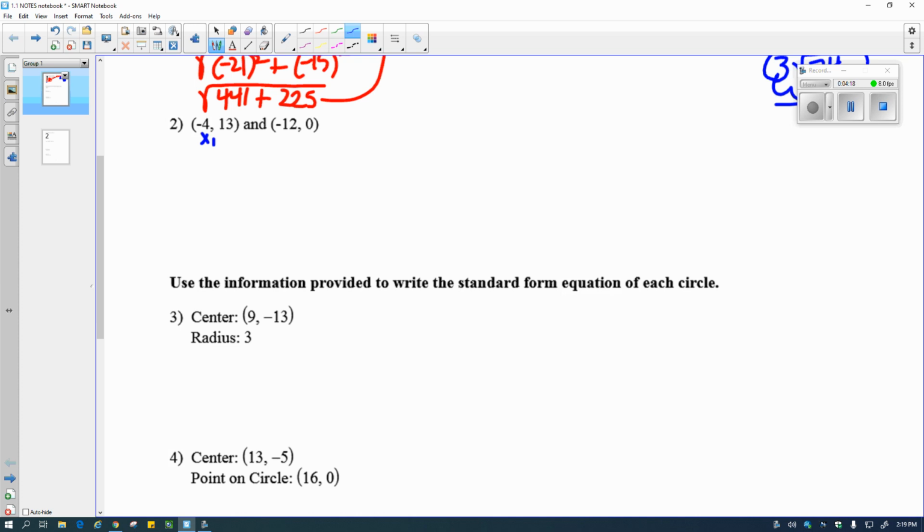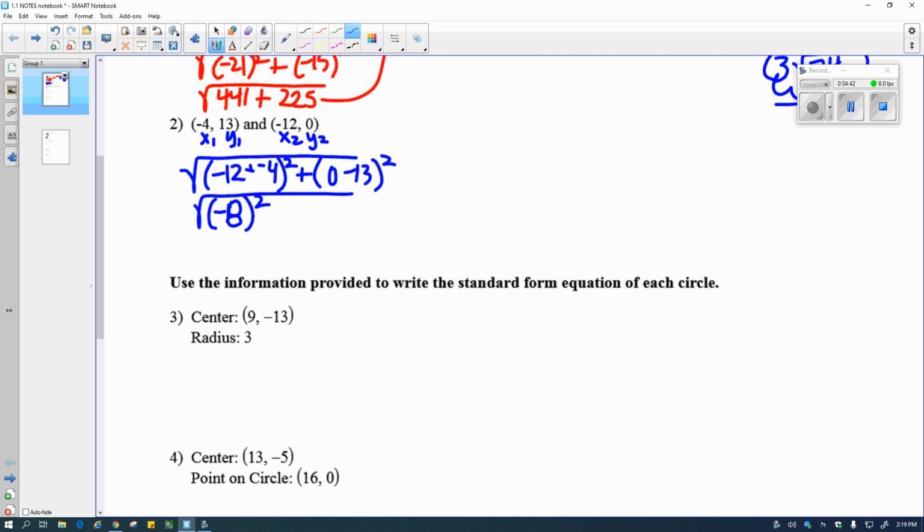This is x1, y1, x2, y2. And I'll go ahead and put it in the distance formula. So I have negative 12 minus negative 4 quantity squared plus 0 minus 13 quantity squared. Do the square root of that. That's negative, negative 8. I almost made an error there, squared, because plus positive.